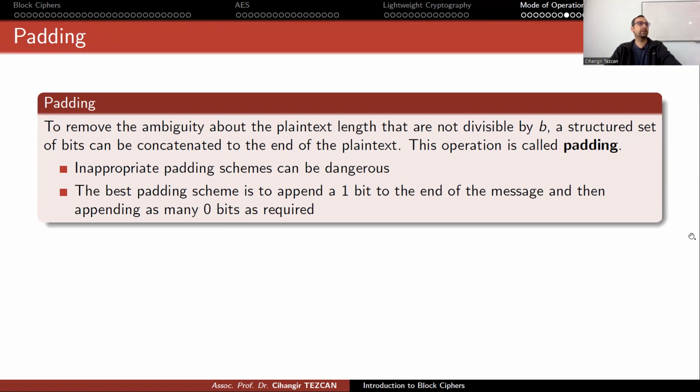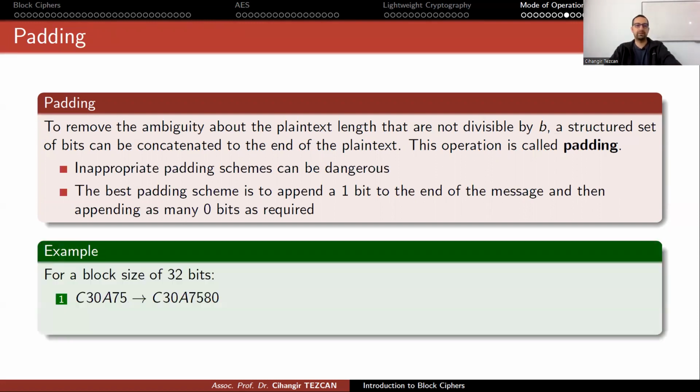This way, this pattern, when somebody decrypts it, will remove all of the last zeros and the first one. Then, this way you get the plaintext back. So for a block size of 32 bits, here's an example. There's a single byte missing here, so we fill it with 80, because a single 1 and 7 zeros turns into this representation.